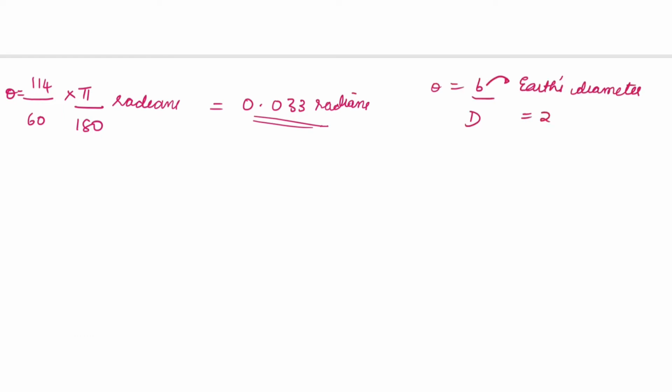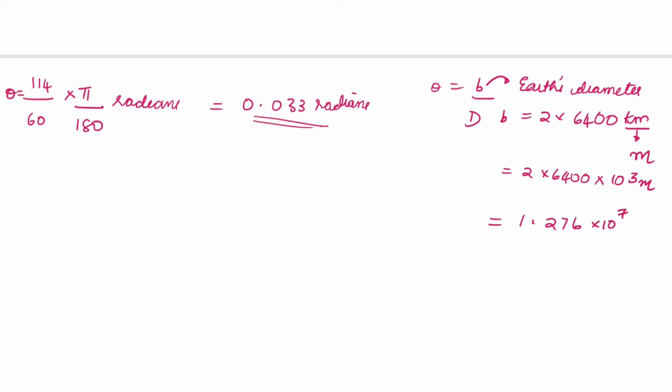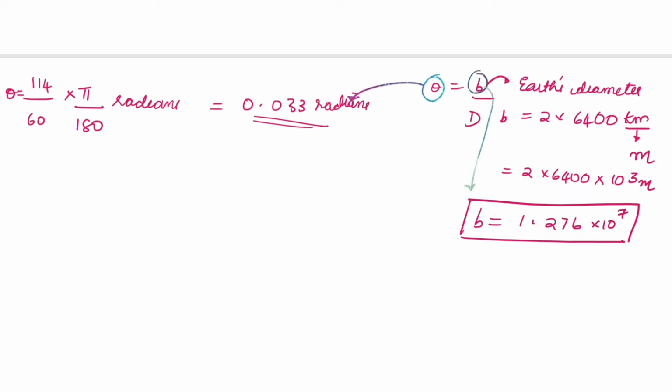The basis is nothing but the earth's diameter, which is 2 into the radius, 2 into 6,400 kilometers. We should always convert it into SI units, that is meters. So 2 into 6,400 into 10 power 3. Solving we get 1.276 into 10 power 7. Now we are only left with substitution of the values. On substituting we get d as 3.8 into 10 power 8 meters.